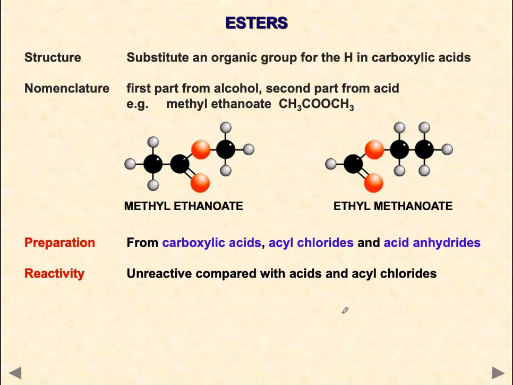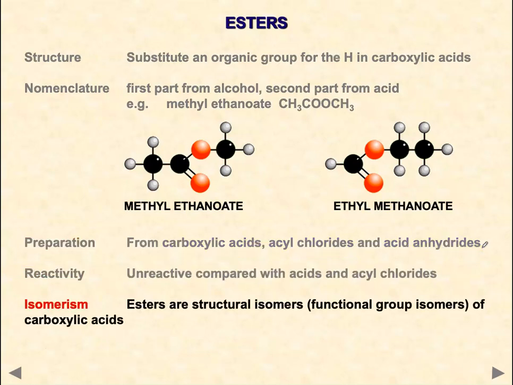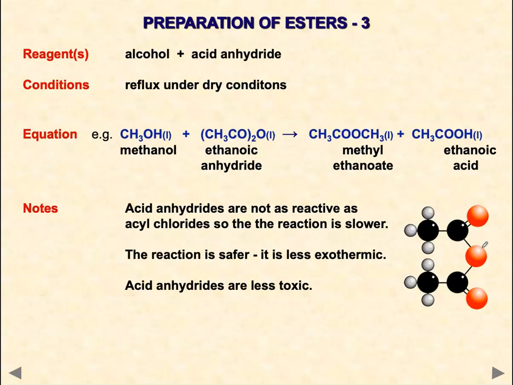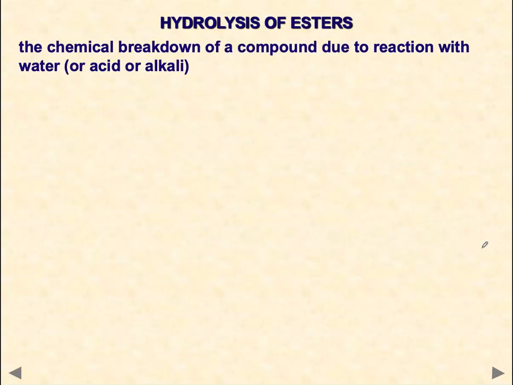Esters are prepared from carboxylic acids. They can also be prepared from acyl chlorides and acid anhydrides, but acyl chlorides is a separate topic that we can teach later on. Okay, so I'm going to skip here.